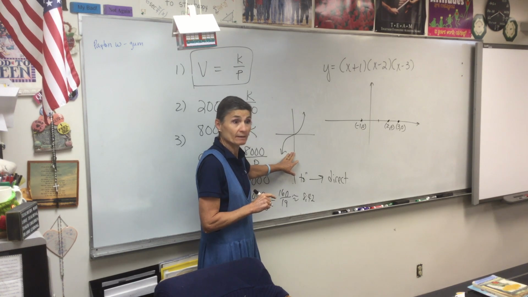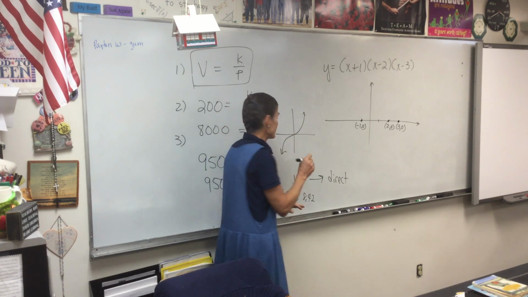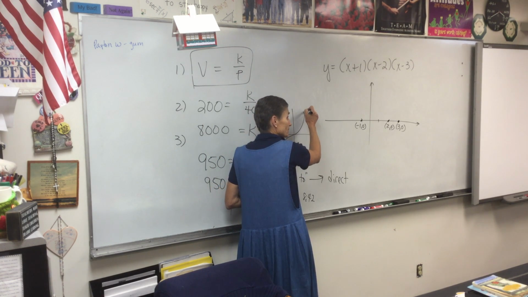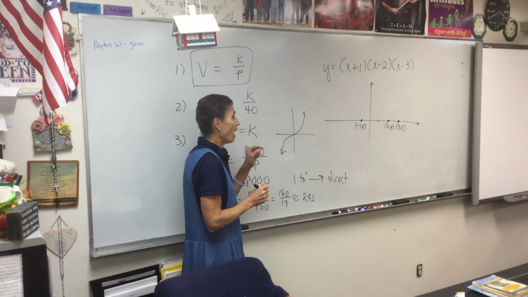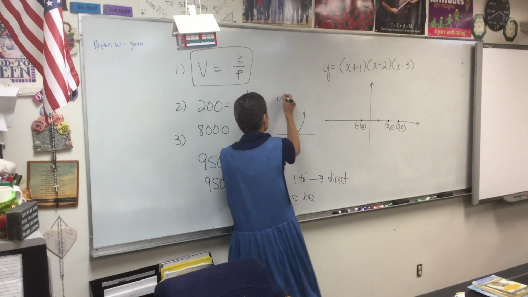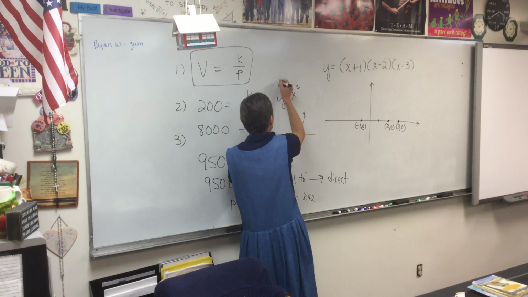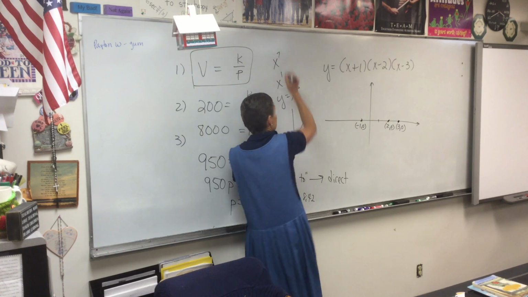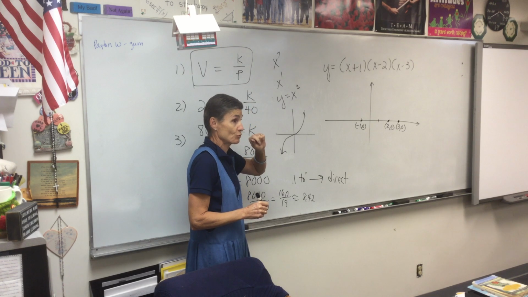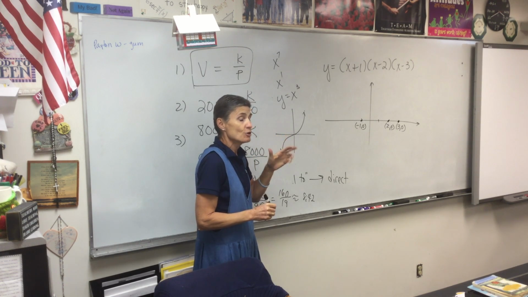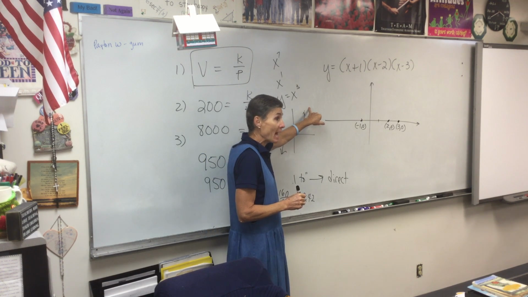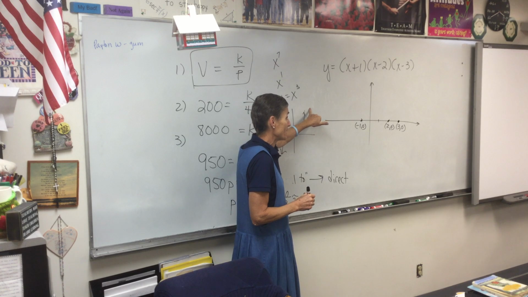So, this is what a cube looks like, right? Now, notice it starts down here and ends up here. Every odd-powered function, and when I say odd power, I mean x cubed, x to the first, x to the 7th. Anytime your degree is odd, your graph is going to start down and end up. That's how odd powers behave.